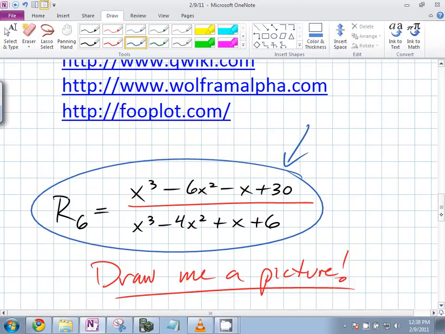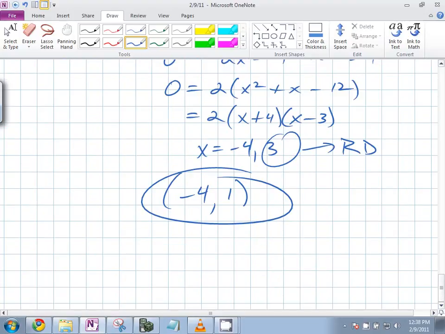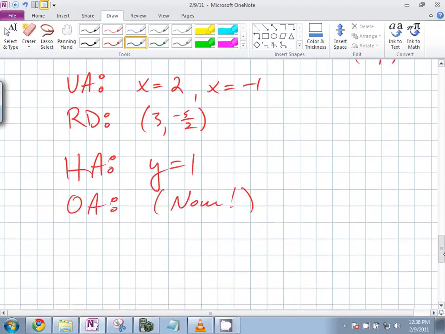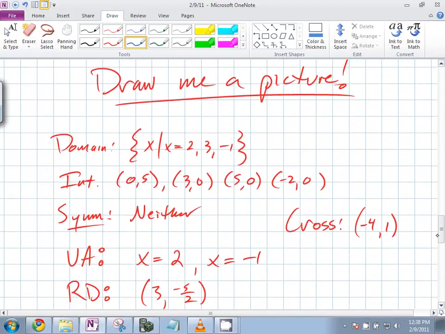Yes? Y3 is not in the domain, but it has 3, 0 as an intercept. That's a mistake. So this right here is not an intercept. What is it? It can't have it because of what? It's a removable discontinuity. Does that make sense, everybody?